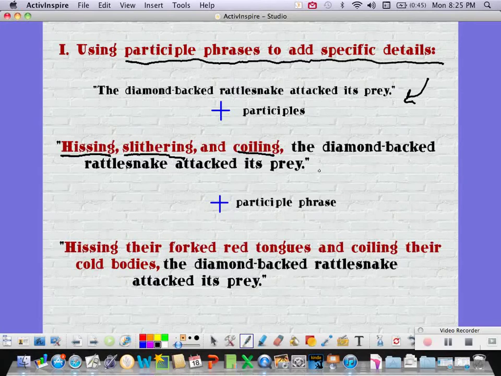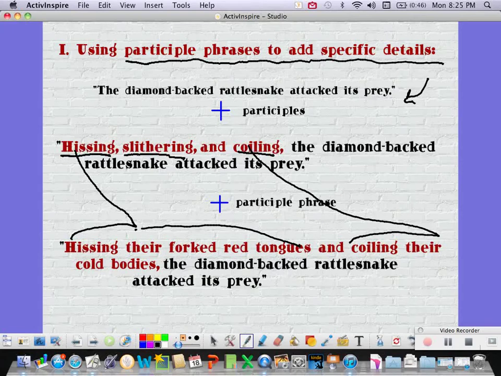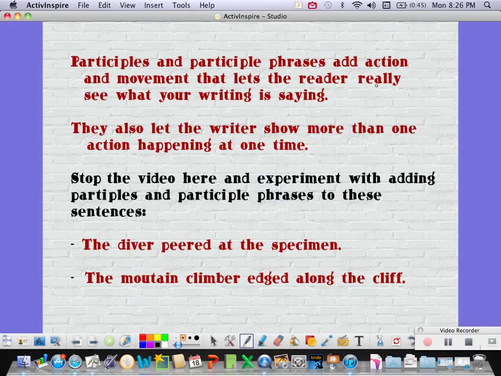All right, now I'm going to turn two of these into phrases. Hissing their forked red tongues. And coiling their cold bodies. Still an introductory phrase, so it's got to have a comma. The diamond-backed rattlesnake attacked its prey, hissing their forked red tongues and coiling their cold bodies. Participles and participle phrases add action, and that's what we want.